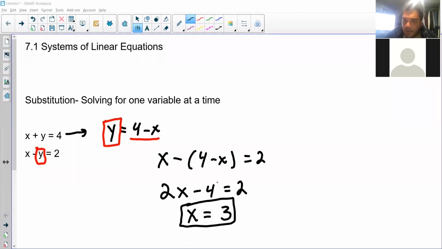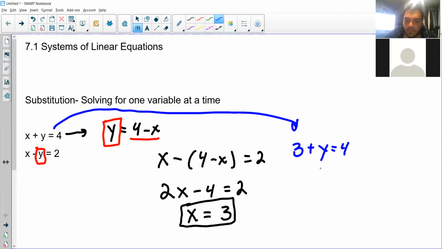And once you have this part of your answer, x equals 3, you could take it and plug it into your original equations. You could technically plug it into either one. I'll just plug it into the top one. So 3 plus y equals 4. So I'm taking this value over here and plugging it into x. And then y equals 1.